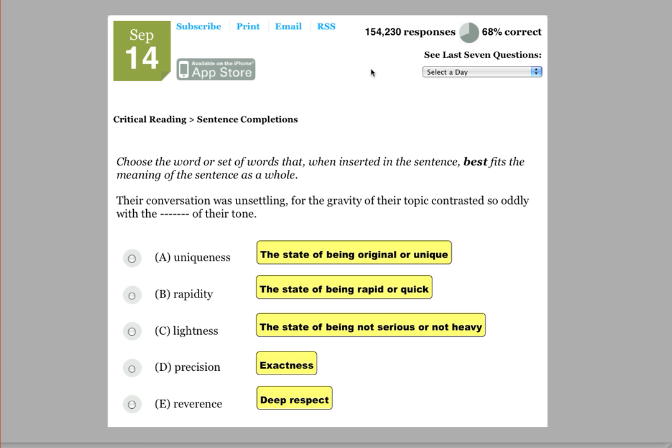Hi everyone, so we're here for the SAT question of the day for September 14th, 2011. 68% of students answered this one correctly, so it's a pretty easy question. It is a sentence completion, so let's go ahead and read it.